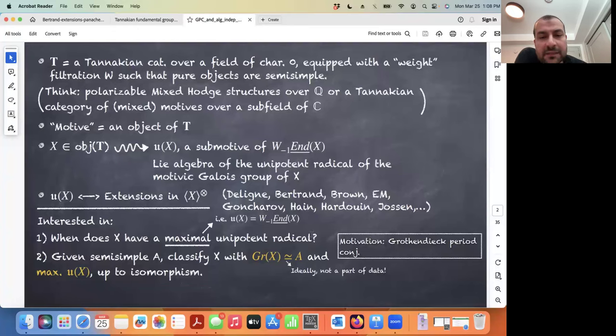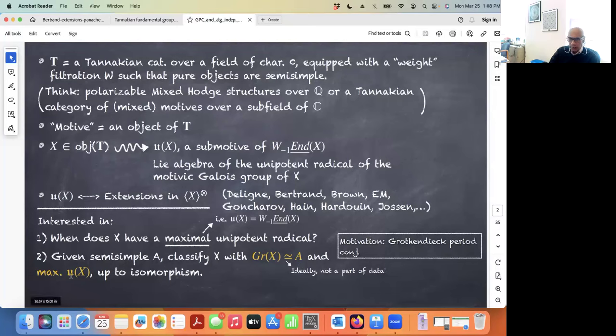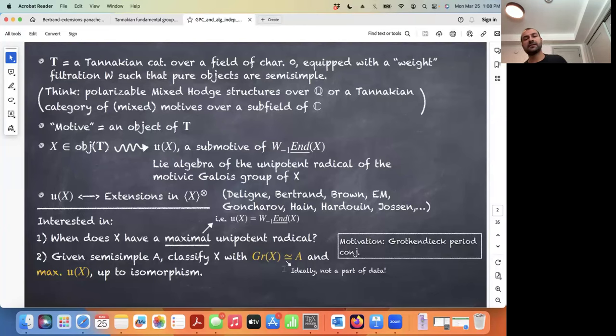The second question is about the classification of motives with maximal unipotent radical. If you give me a fixed semi-simple A, which is going to be the associated graded, I want to classify all X whose associated graded is isomorphic to A and such that X has a maximal unipotent radical, maximal exactly in this sense. And I want to classify all these X up to isomorphism of motives.